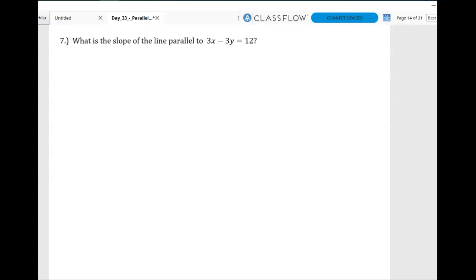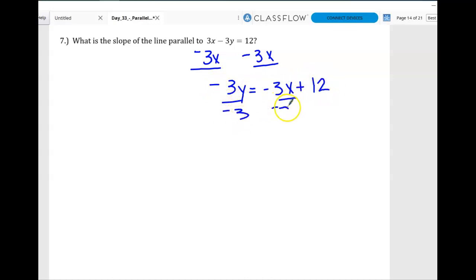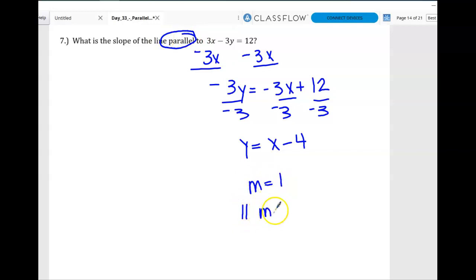It says, what is the slope of the line that's parallel? So if I have a question like this, the first thing I do is put it into slope-intercept form. So I'm going to subtract 3x from both sides. -3y is equal to -3x plus 12, and then I'm going to divide both sides by -3. So y is equal to x minus 4. Since we're looking for the line that's parallel, they're going to have the same slope. So if this slope is equal to 1, then the parallel slope is also going to be equal to 1. So that should be my answer. Make sure you identify what you're looking for. You're looking for the slope.